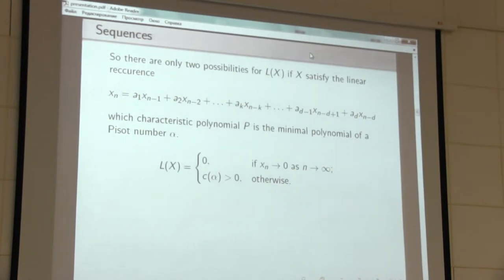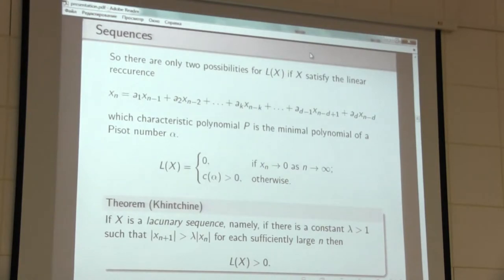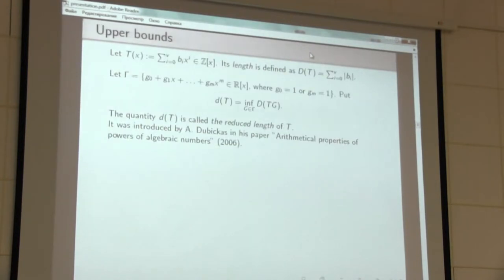Why is this constant greater than 0? Because of Hinschel's theorem, which says that if x is a sequence which doesn't tend to 0, we know that it's linear, of course. So we have this inequality. Then this was about the lower bound for L of x.